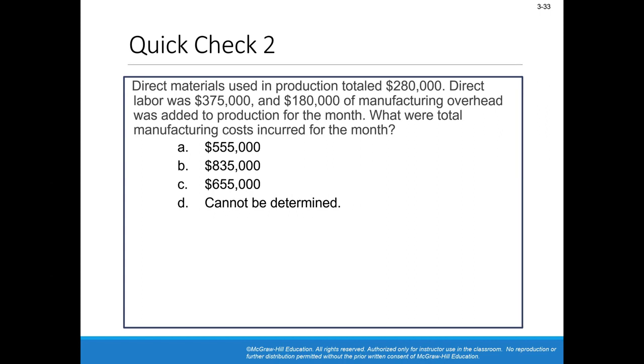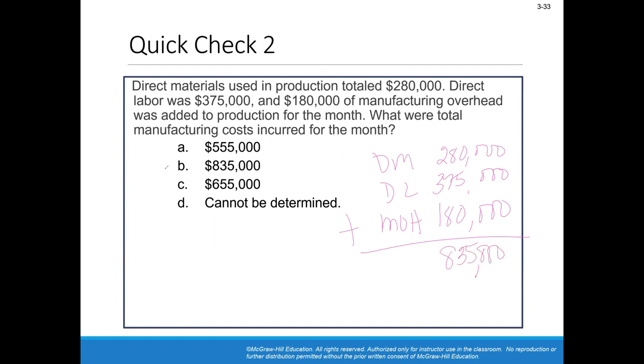So remember, we have direct materials, direct labor, manufacturing overhead, and what did we have to do? We had to add all those together to find out what the total manufacturing cost was that was incurred for that month. So they're giving it to us: 280, 375, and 180. So we have to add all those together to come up with 835,000. So the answer is B. Okay, so we just add them up, those three pots.